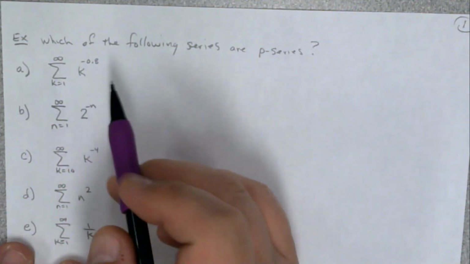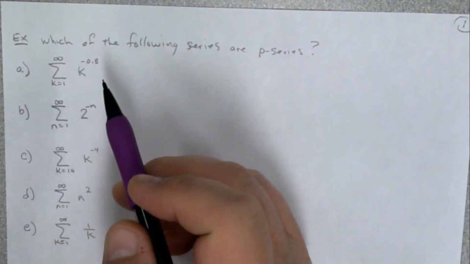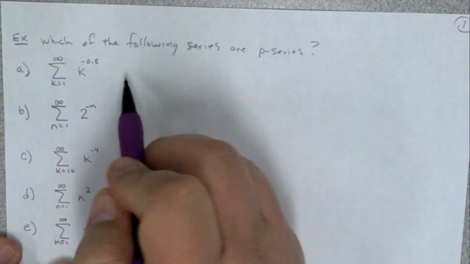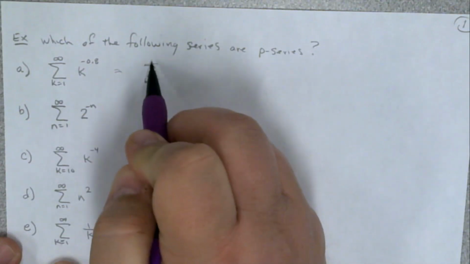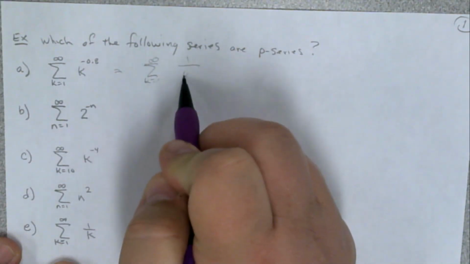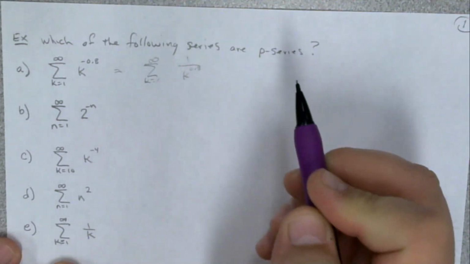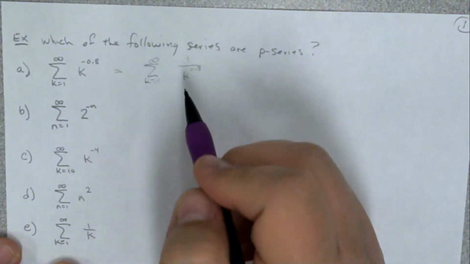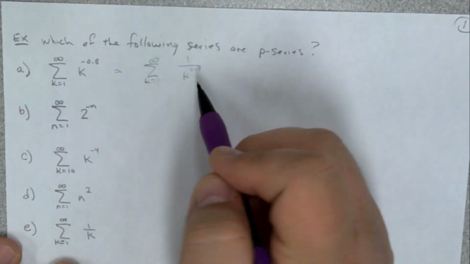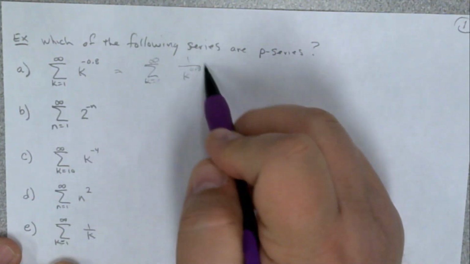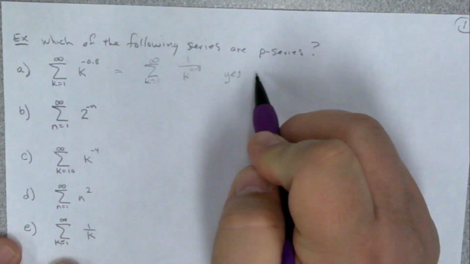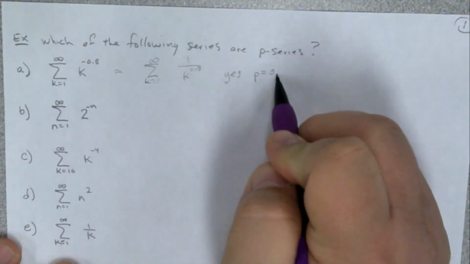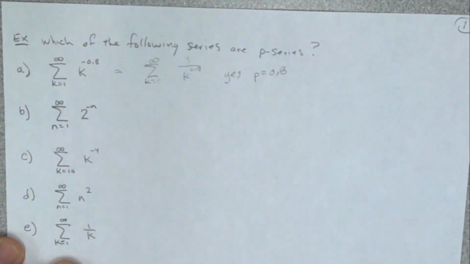Well, the first thing is, look at the exponent. It's negative, which means that gives you the fraction that you're looking for. So that means this right here can be written as the summation k equals 1 to infinity of 1 over k to the 0.8. And so then the question is, is that a P-series? Well, yeah, it is. Okay, this is a positive number. That's all it had to be, is positive. So yes, it is, and your P is 0.8. And that's going to be important for our future convergence or divergence choices.